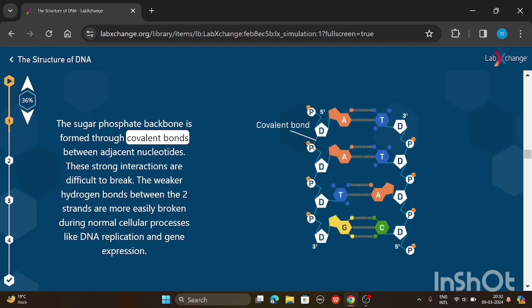We have a phosphodiester bond, and then we have a glycosidic bond between the nitrogenous base and this sugar. This is the pentose sugar. For DNA, it is deoxyribose sugar, and for RNA, it is ribose sugar. And these are hydrogen bonds. Between A and T, there are double hydrogen bonds, and between G and C, there are triple hydrogen bonds. These are stronger. These are a little bit weaker.